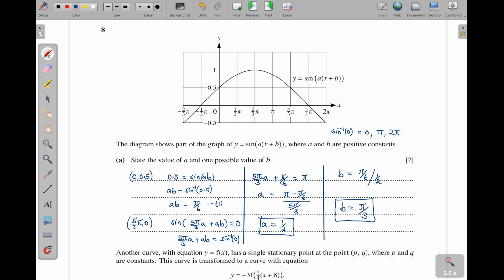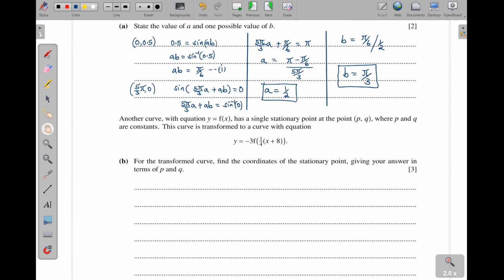As simple as that. Then they are saying that another curve with this equation y equals f of x has a stationary point at the point (p, q), where p and q are constants.